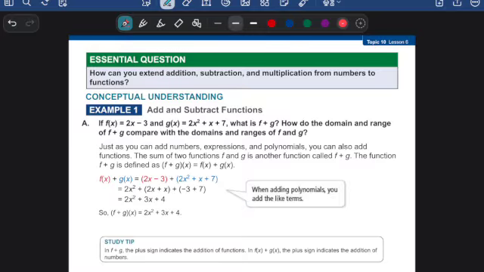So here we have function f in red, 2x minus 3, and g of x in blue, 2x squared plus x plus 7. And we're just going to combine the like terms. So I'll highlight them in different colors. We can see that we only have one quadratic term, so that gets to the front so we can have our answer in standard form.